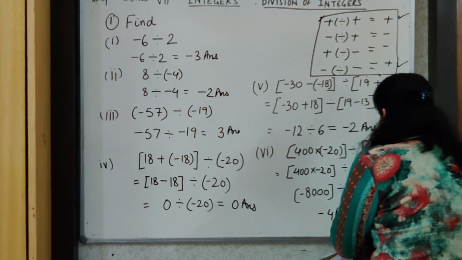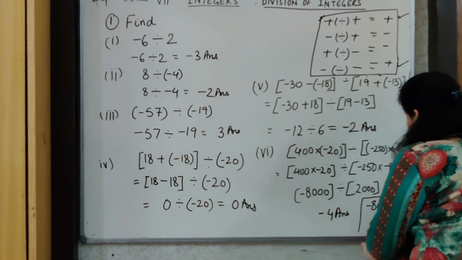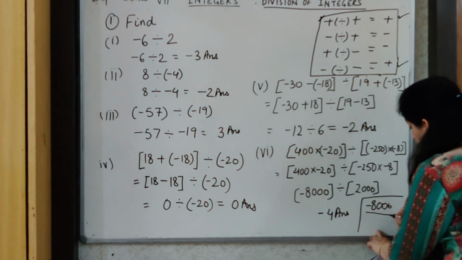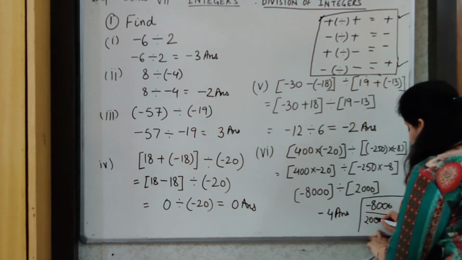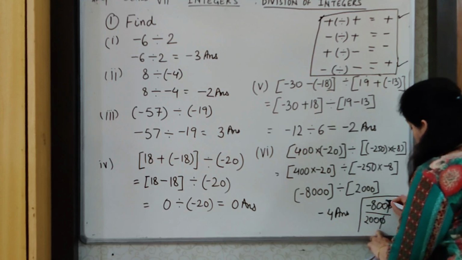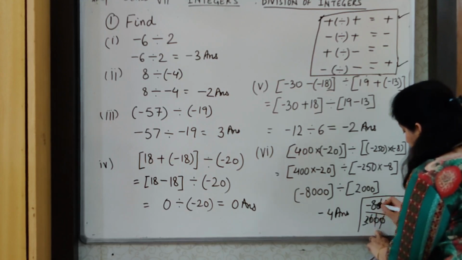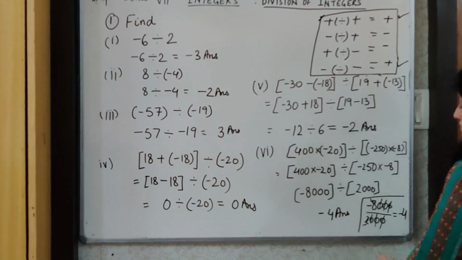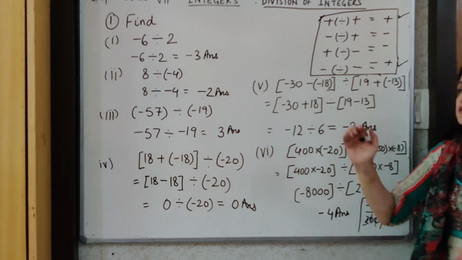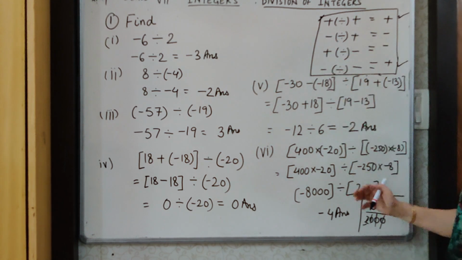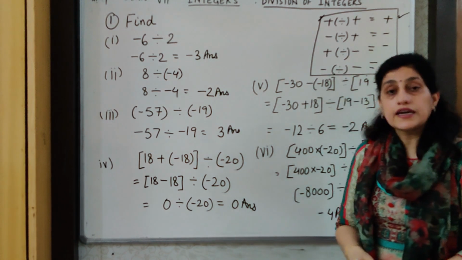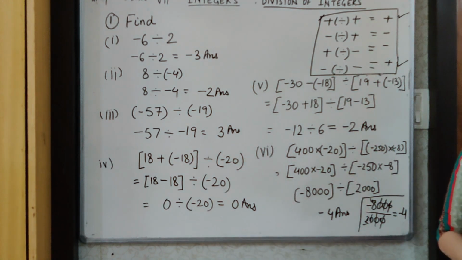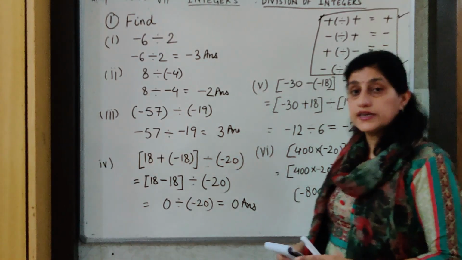This division you can also do like this: minus 8,000 upon 2,000, because upon means divided by, so we cancel the zeros and we get minus 4 as the answer. Is this clear? This is how we deal with division of integers. Now I will take up some questions of state whether the given statement is true or false. So let's proceed.